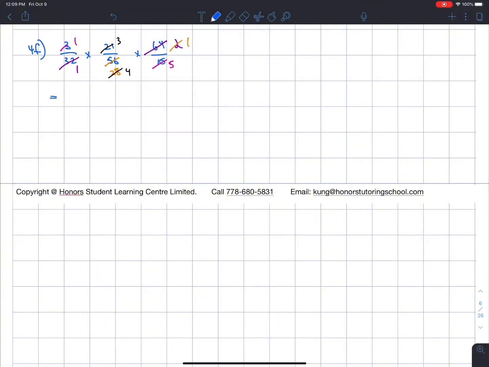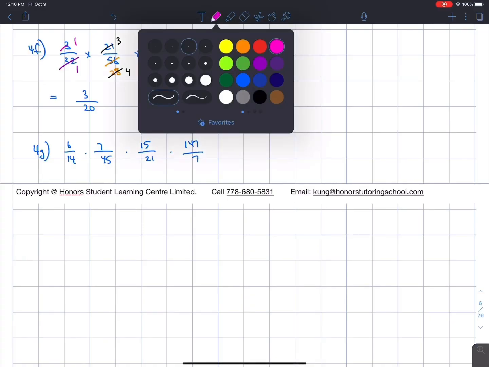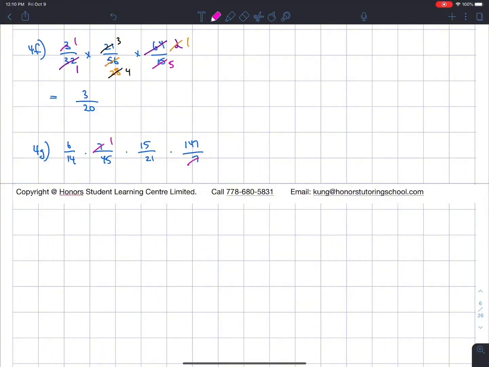The numerator will be just 3. The denominator will be 4 times 5, which is 20. For G, 6 over 14 times 7 over 45 times 15 over 21 times 147 over 7. So I see the like number, the same number, 7. I just cross it out right away.